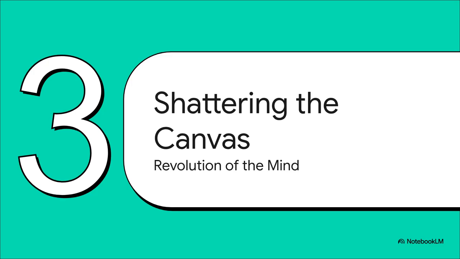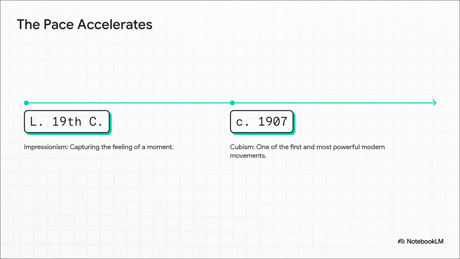This isn't just a revolution of sight, it's a revolution of the mind. Welcome to the 20th century, where artists didn't just break the rules, they shattered the whole canvas. Right as we cross into the 1900s, the pace of change just goes into overdrive. You've got new technologies, new ways of thinking, new science, and it all just fuels this massive artistic explosion. And one of the first, most powerful shockwaves from that explosion was Cubism.